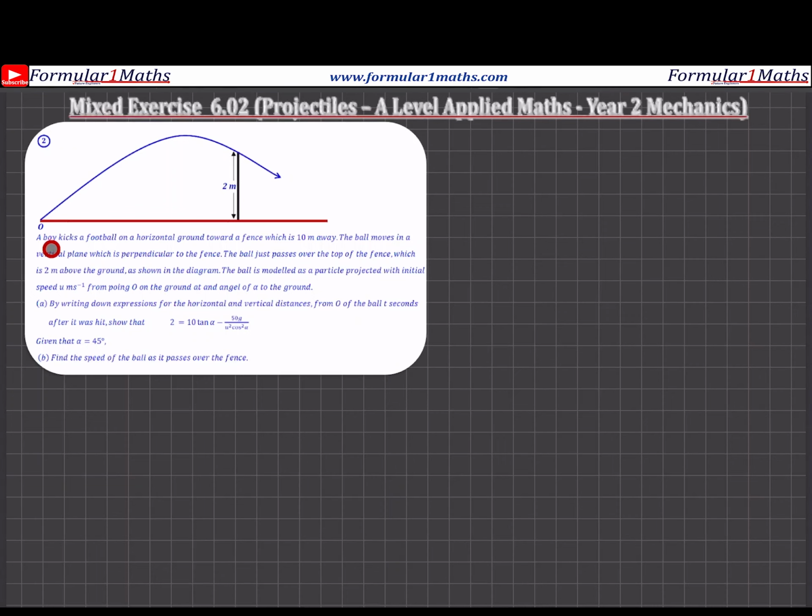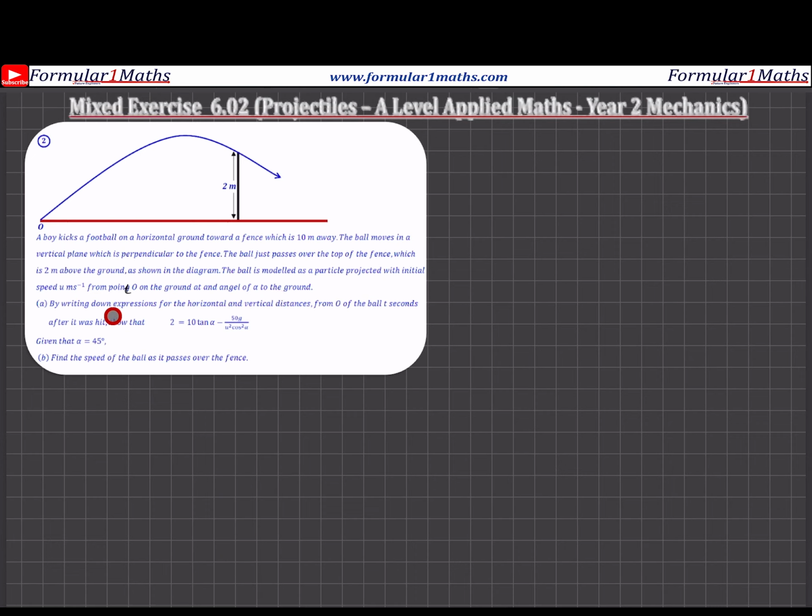Question 2. A boy kicks a football on a horizontal ground towards a fence which is 10 meters away. The ball moves in a vertical plane which is perpendicular to the fence. The ball just passes over the top of the fence, which is 2 meters above the ground, as shown in the diagram. The ball is modeled as a particle projected with initial speed u meters per second from point O on the ground at an angle of alpha to the ground.